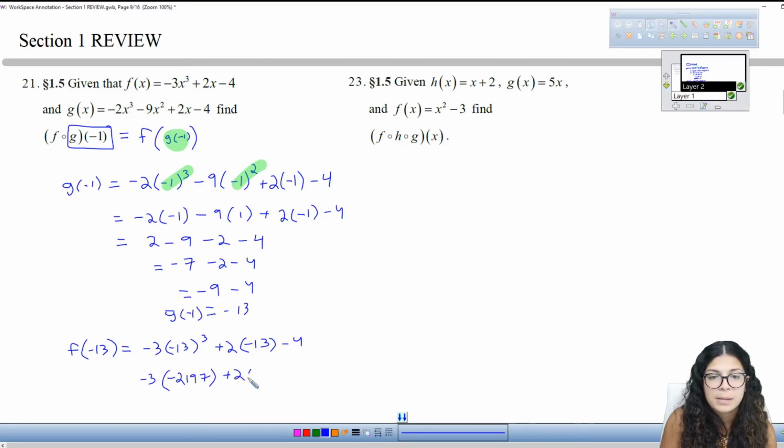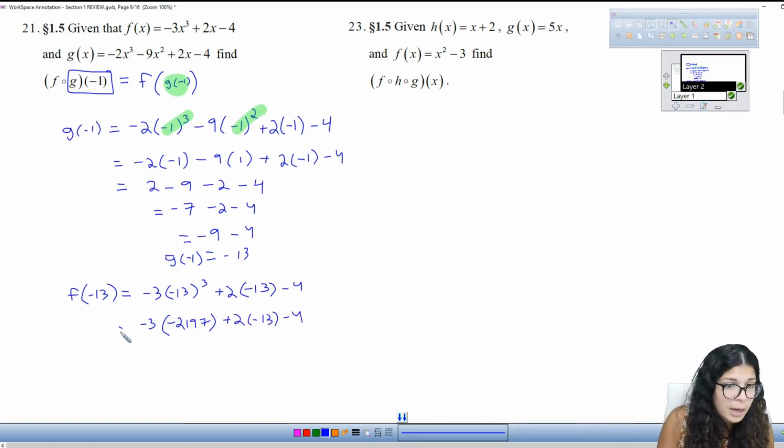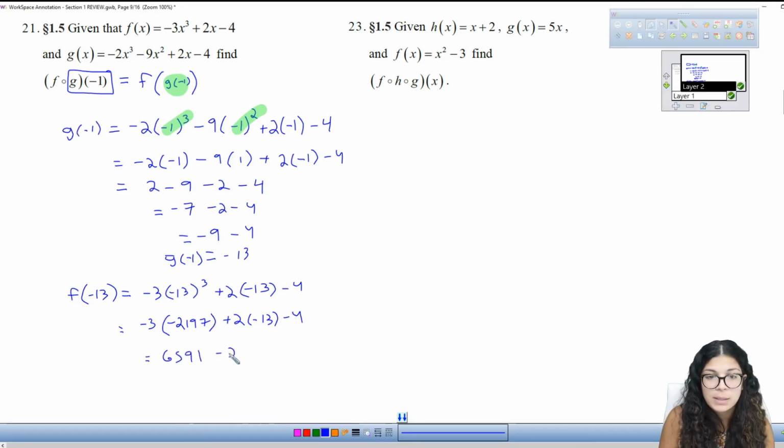And I'm going to bring the rest of this down. I'm going to cheat again. Instead of doing this by hand, let's go ahead and use our calculator. Negative 3 times negative 2197 is 6591. 2 times negative 13 is negative 26. And of course, you bring down the minus 4. 6591 minus 26 minus 4 is 6561.